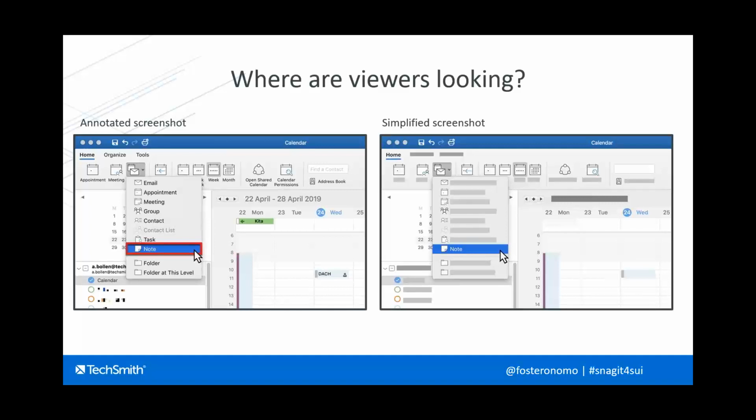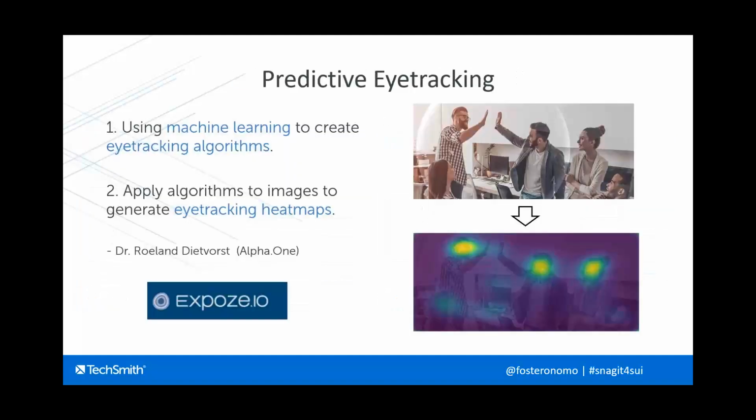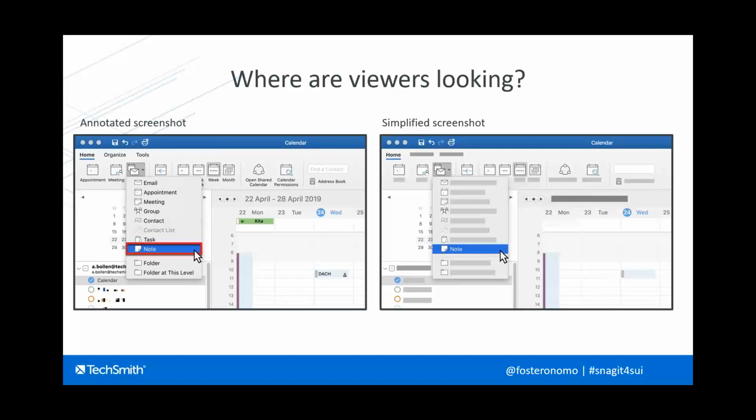One of my colleagues, Anton Bolin, works in Germany, helping represent TechSmith in Europe. He got connected with this service that's free. That's the URL, expose.io. You can upload screenshots and then see where the machine thinks people are going to look in that screenshot.